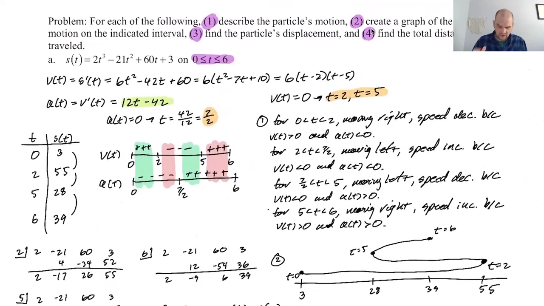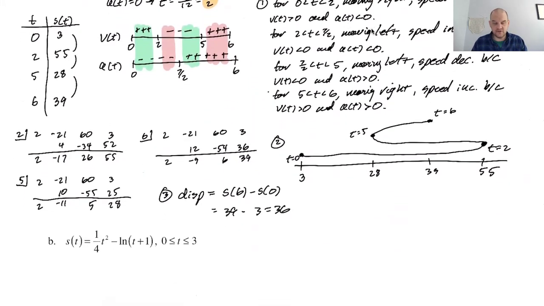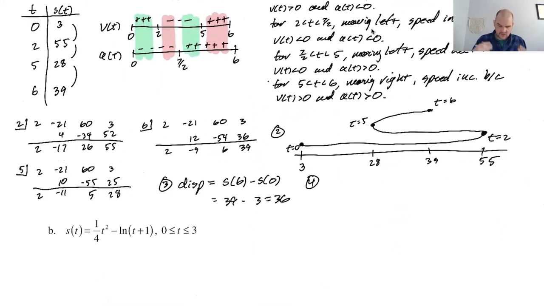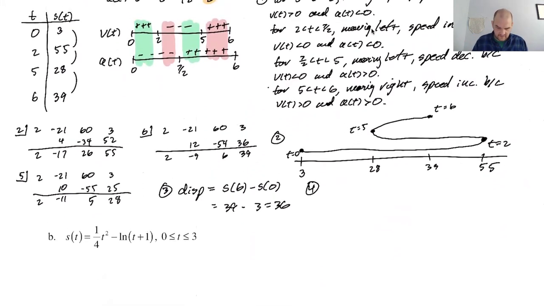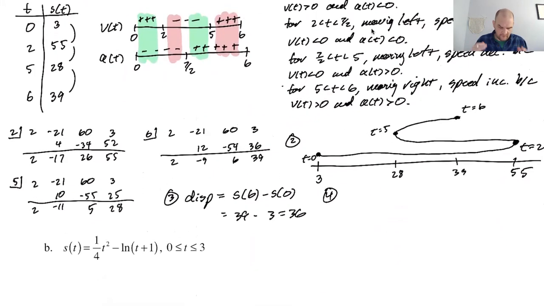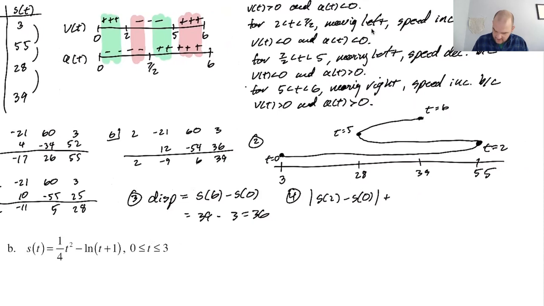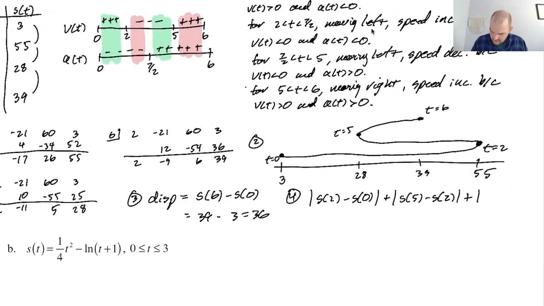And then finally, the total distance traveled. All right, so total distance traveled is the most annoying. So what we need to do is find the absolute value of the displacement on each time interval. My work for this could look like: from 0 to 2, you're going one direction, right? So the absolute value of s of 2 minus s of 0. Then from 2 to 5, the absolute value of s of 5 minus s of 2. And then from 5 to 6, the absolute value of s of 6 minus s of 5.